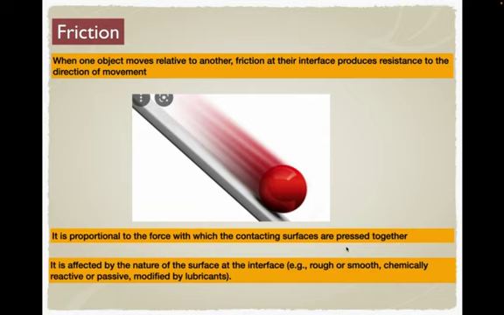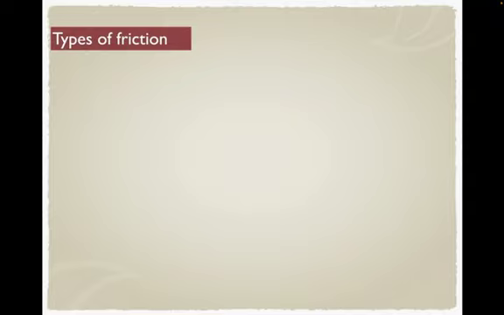And the last thing is friction also can be modified by lubricant. Now in the oral cavity, for example, we have saliva. So to summarize, friction will be the resistance against the direction of the movement. Now this friction will be affected by the force by which the two surfaces are pressed against each other. We're going to discuss this later. And also it will be affected by the nature of the surface interface itself: roughness, smoothness, chemical activity, and whether we have lubricant or not.